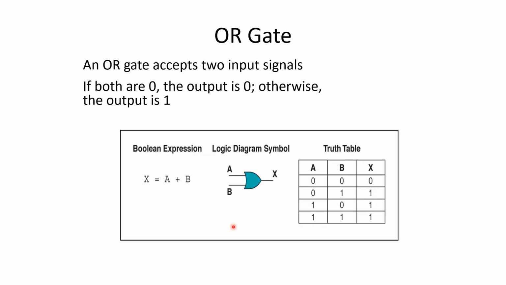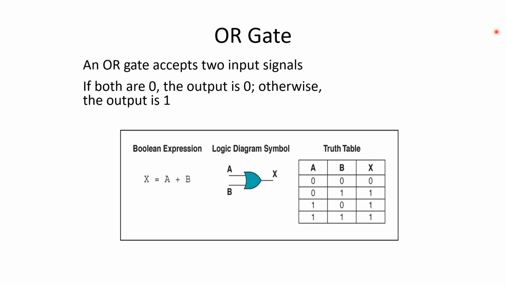The OR gate is a digital logic gate that outputs 1 if any of its inputs is 1. It performs the logical OR operation, which is addition in binary logic. The Boolean expression for the OR gate is x is equal to a plus b, where a and b are the inputs and x is the output.